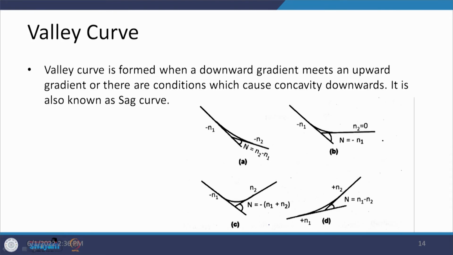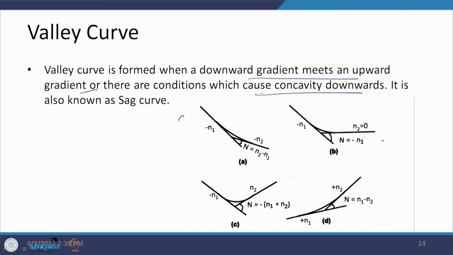Now, let us move to the next type of curve, which is a valley curve. This valley curve is formed when a downward gradient meets an upward gradient. This can be one case, or there can be a downward gradient which is meeting another downward gradient, but it is flatter in nature, or so on. The only thing we have to see is that there is going to be a sort of concavity upwards, and in that case we are going to have a valley curve, which can also be defined as a sag curve.